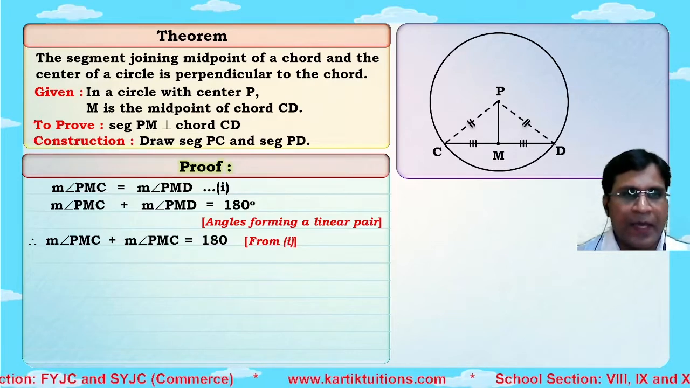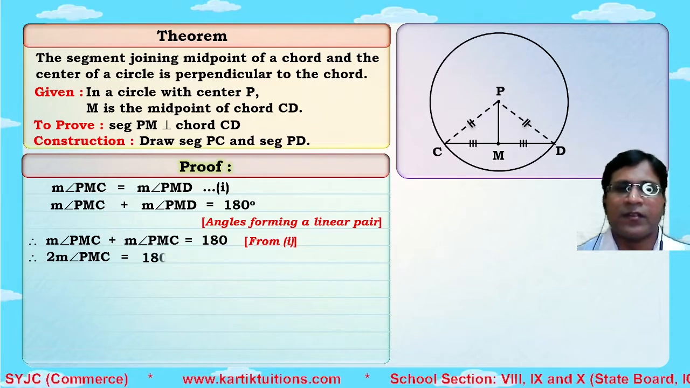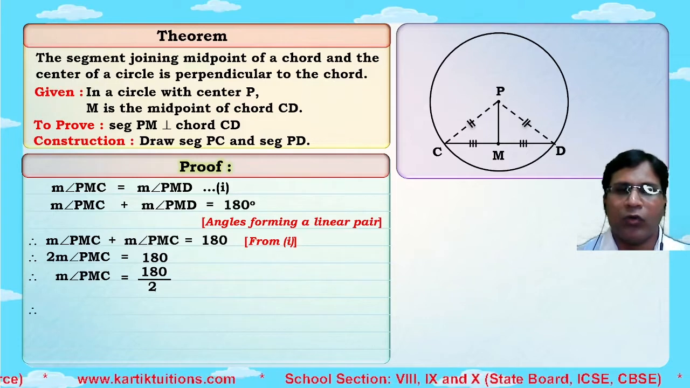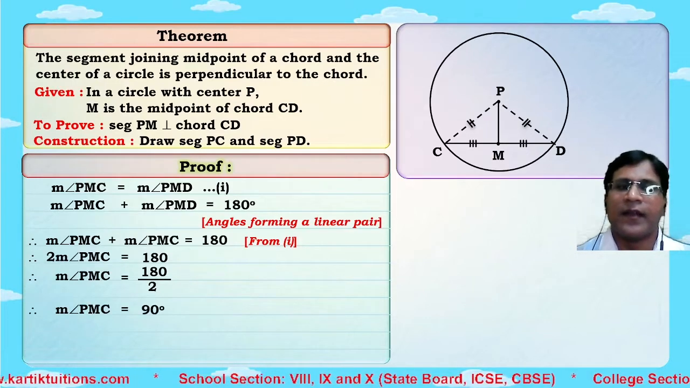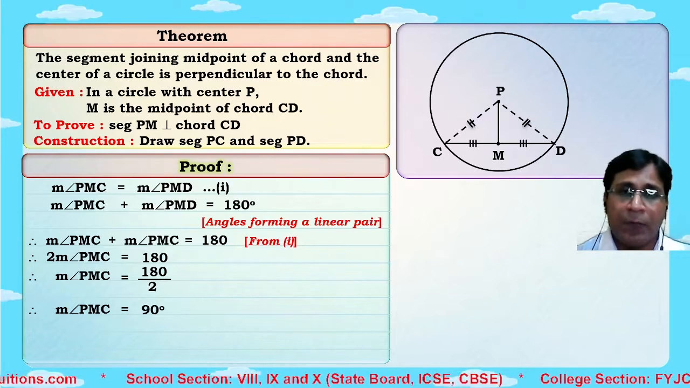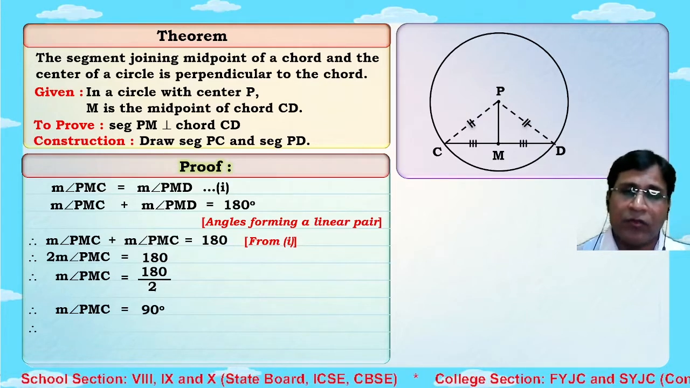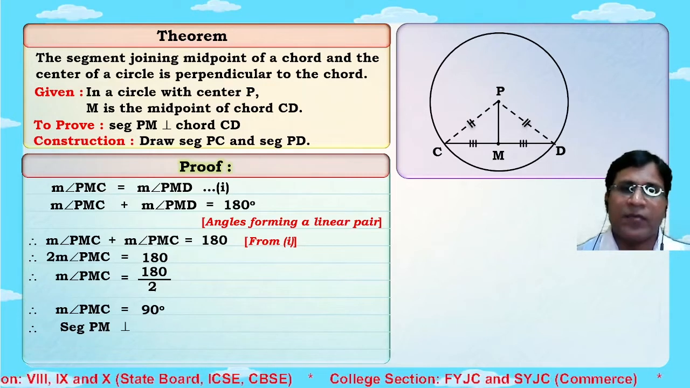Now measure of angle PMC plus measure of angle PMC becomes 2 times measure of angle PMC, that is equal to 180. So in other words, measure of angle PMC will become 180 upon 2. Now 2 ones are 2, 2 nineties are 180. So measure of angle PMC becomes 90 degrees. Now if measure of angle PMC is 90 degrees, measure of angle PMD will also be 90 degrees, and I can say PM is perpendicular to chord CD.